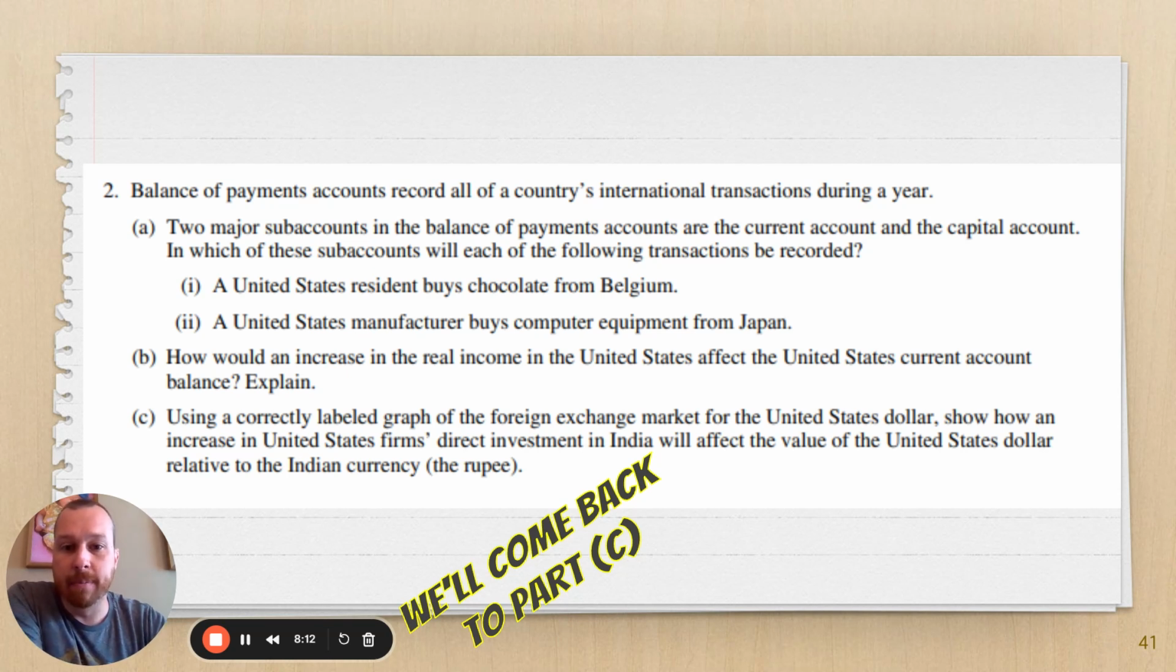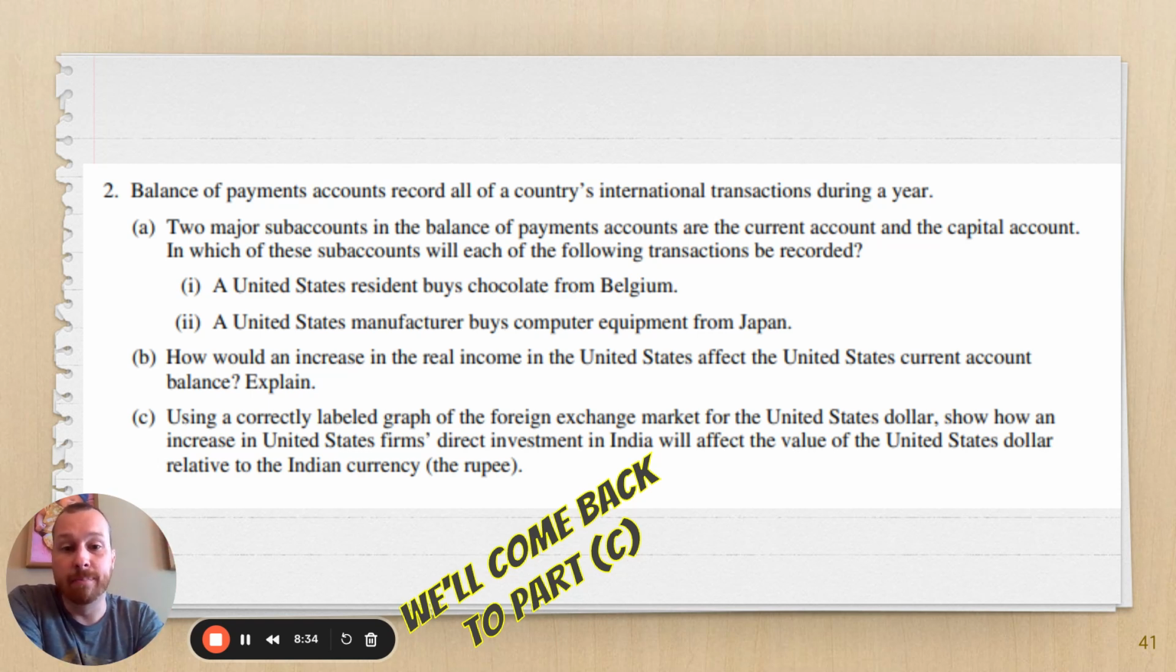This says balance of payments accounts records all of a country's international transactions during a year. Two major sub-accounts in the balance of payment accounts are the current account and the capital account. In which of these accounts will each of the following transactions be recorded? So we got those two sub-accounts, capital account, current account. This capital account is also the financial account. I think they call it financial account more now, and this is an older FRQ.